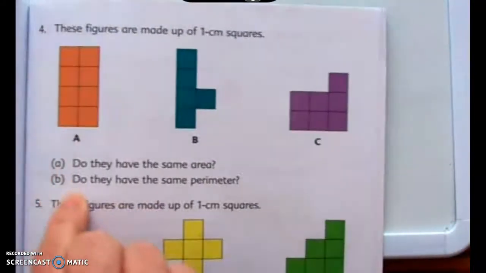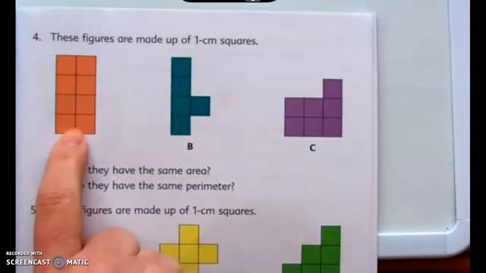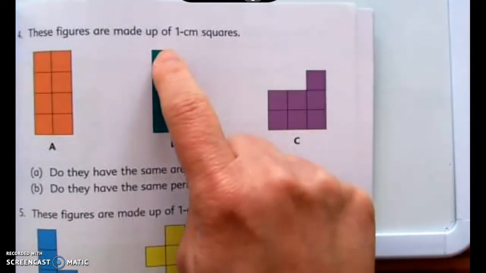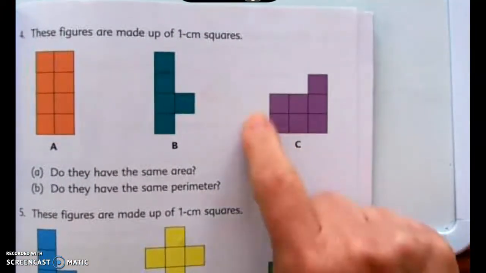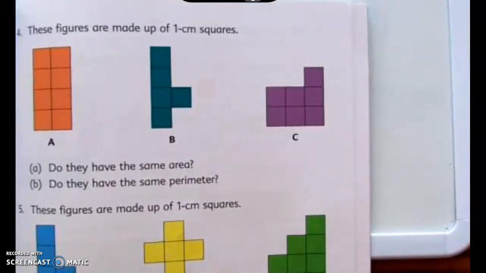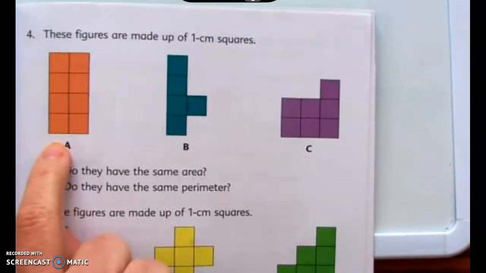How about these ones? Now, we've got the area: 2, 4, 6, 8, and we've got an area of 5 and an area of 7. So the areas are all different, but what about the perimeter? Let's try that. We'll start down again.